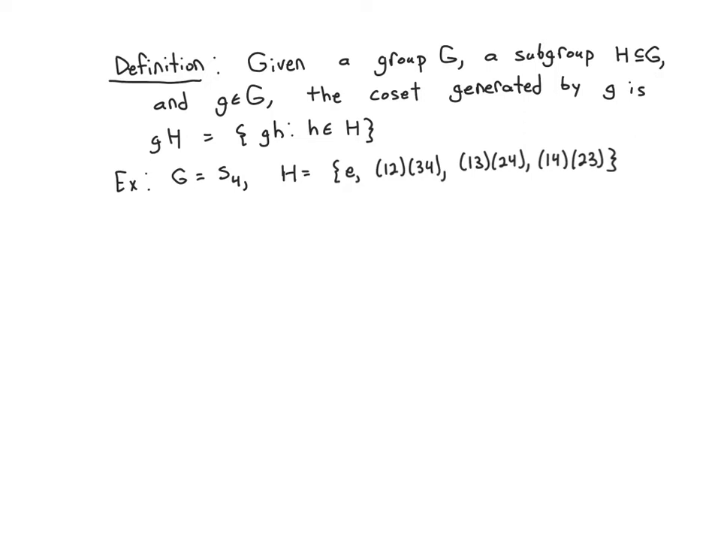So as a first example, let G be the symmetric group on 4 numbers, the first 4 positive integers, and let H be this subgroup. Yes, you do have to prove that this is in fact a subgroup. Any of these elements is order 2, so it is its own inverse, so you're closed under inversion. And you can check that the product of any 2 of these elements is the third. And so this actually is a group.